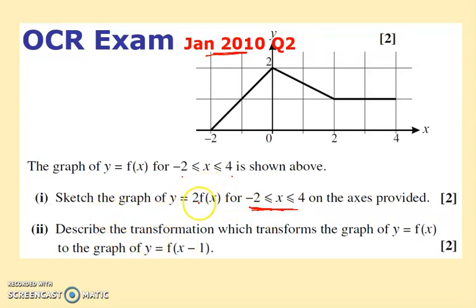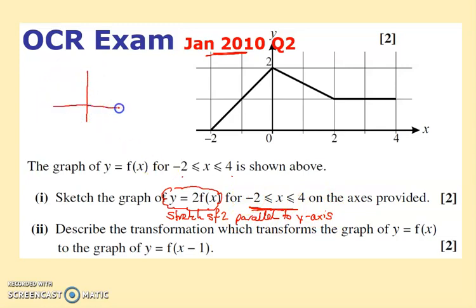Sketch a graph of y equals 2 f of x. And you think to yourself, I bet the 2 is outside the brackets. Now it's a times, so it's a stretch. And it's a stretch by a scale factor of 2 parallel to the y-axis. Outside the bracket, it goes up and down the y-axis. So it doesn't ask me to do that, but I've done it anyway. This is what my sketch would look like.